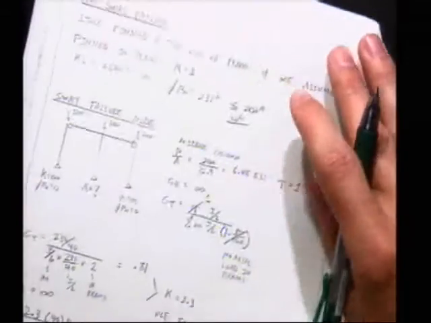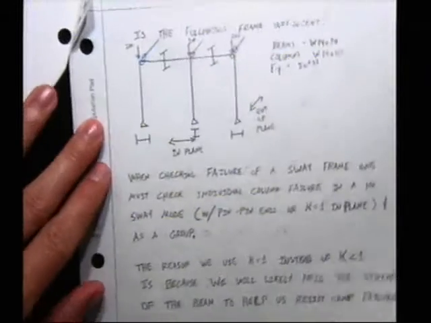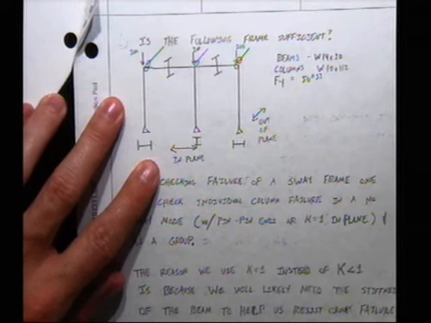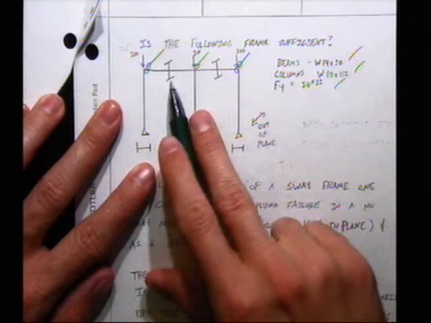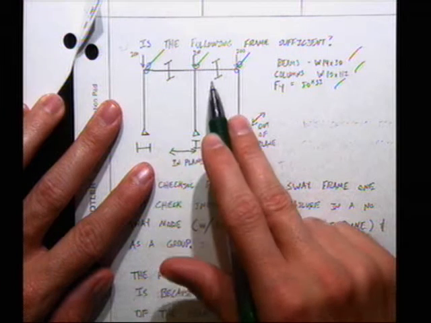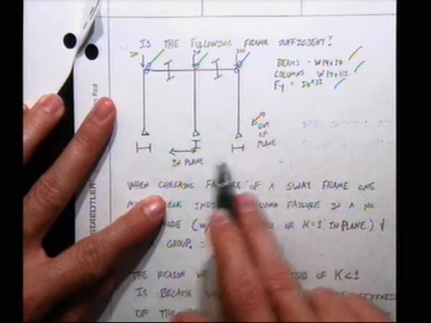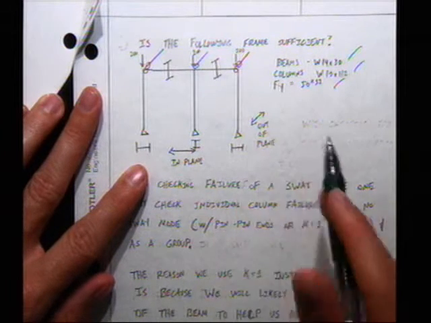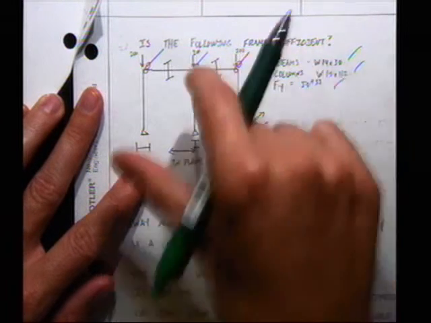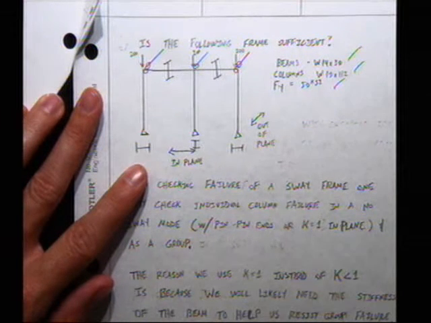Now, I guess I started working this problem out here. I said, is the following frame sufficient? I showed 200 kips on each one. I gave you beams, I gave you columns, I've shown you in 3 dimensions how the beams are oriented and how the columns are oriented. This is what we would be calling in plane, this is what we would be calling out of plane, and we'll talk about what you can do with multiple bays in the future, okay? First we're just going to stick with one, all right? Oh, that's the future.